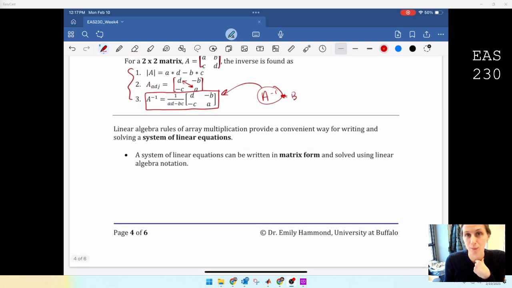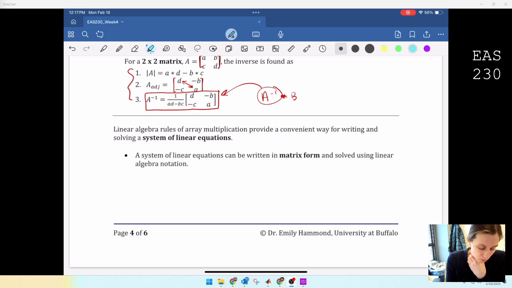Okay, last thing to talk about for this week is, why do we even care? Why do we even want to do this? And the reason for that, at least in this class, linear algebra is awesome. It's used in lots of different fields. But the main application for our class is because linear algebra rules for array multiplication, for matrix multiplication, provide a really convenient way for writing and solving systems of equations. And we'll look at these a lot once we get past the midterm. But really, that's our main application for this class, is solving systems of linear equations.